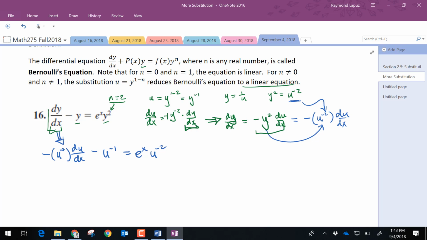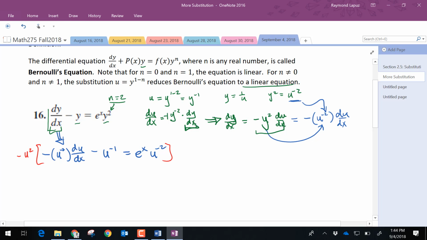I think that would be a good thing to do. Negative, even. Negative u squared. It depends how you think about it. You can either multiply by negative u squared, or you can divide by negative u to the negative 2. So if we did this correctly, when we get this into normal form, I'm going to multiply this by negative u squared, and hopefully our differential equation will become a regular linear differential equation.